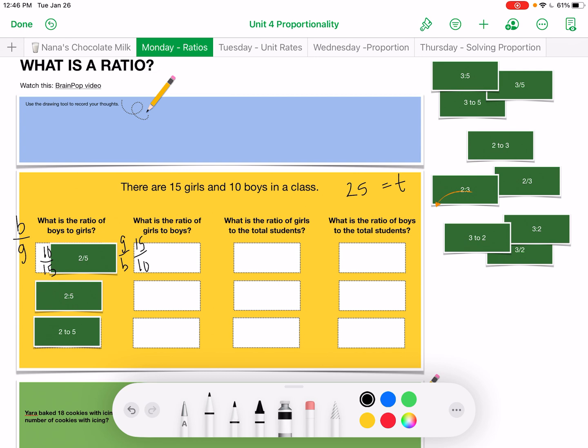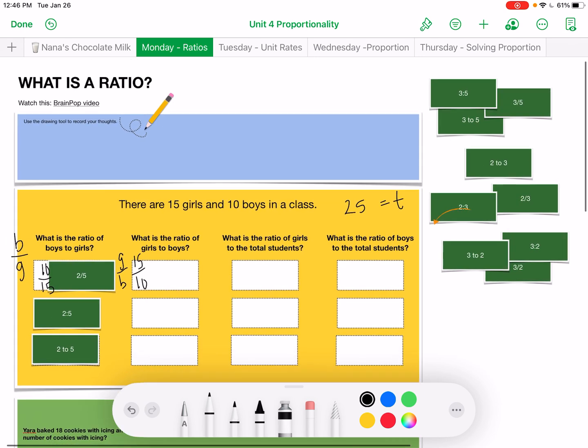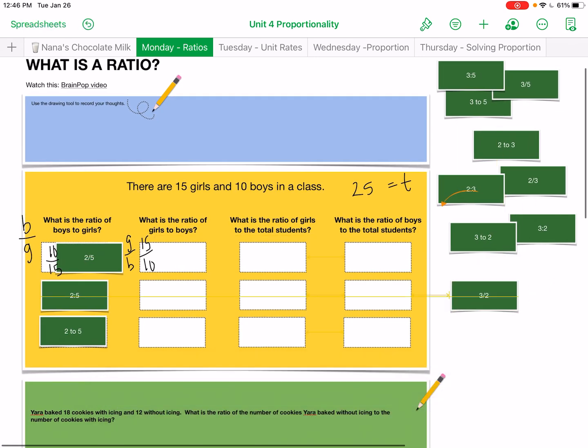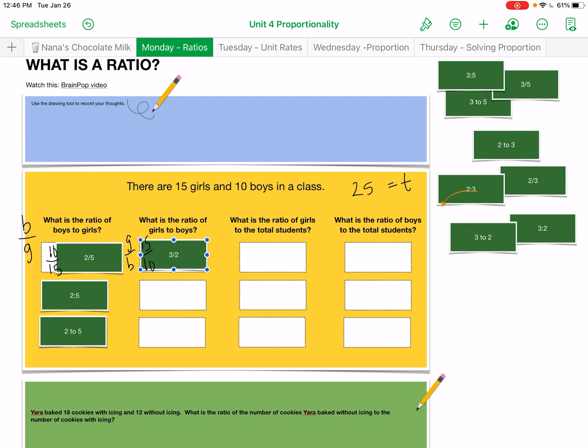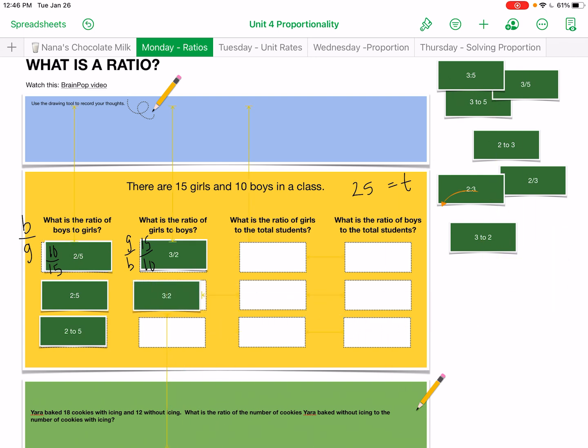So it would be fraction form, 3 over 2, colon form, 3 to 2, and word form, 3 to 2.